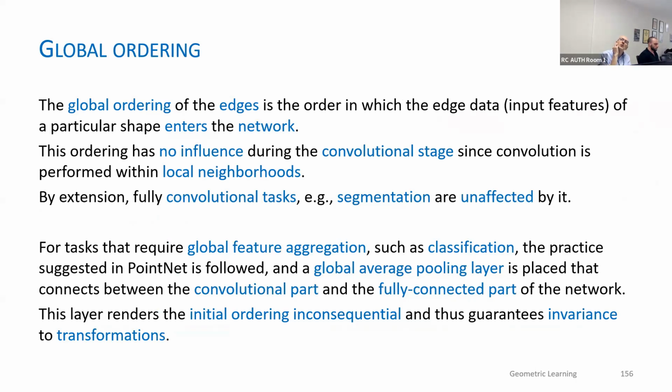Okay, for classification, we also needed to have a global ordering because the simplification is performed according to the magnitude of the descriptor. So the idea is that first we simplify the less important part of the shape, and we try to keep the most important part.